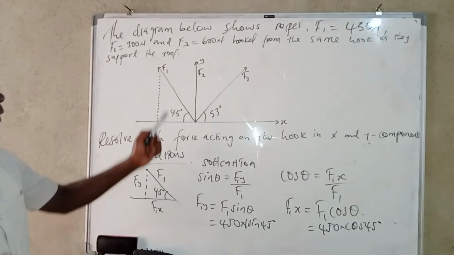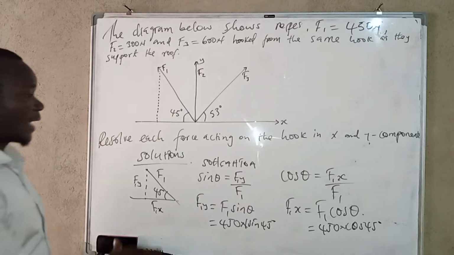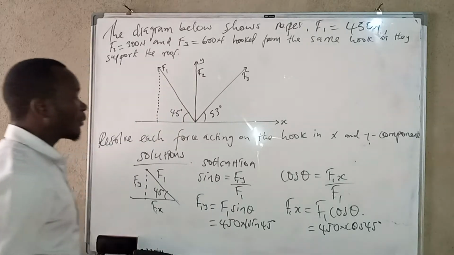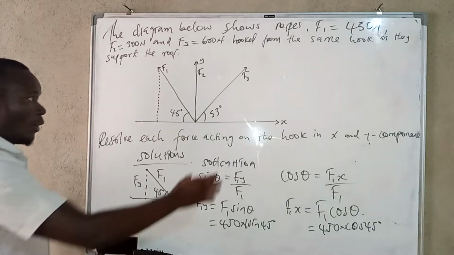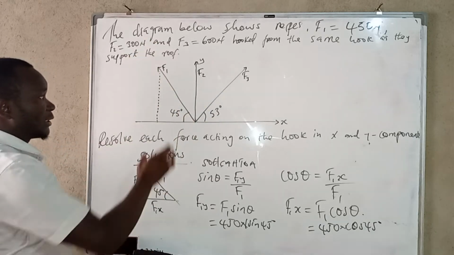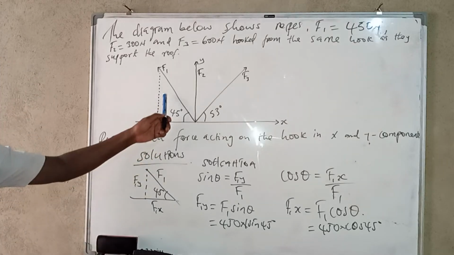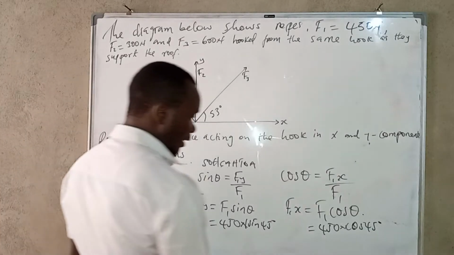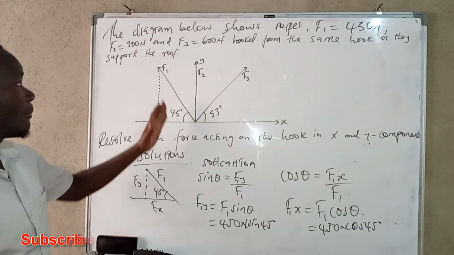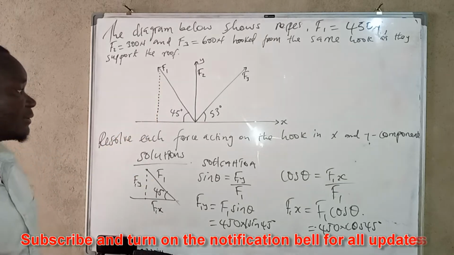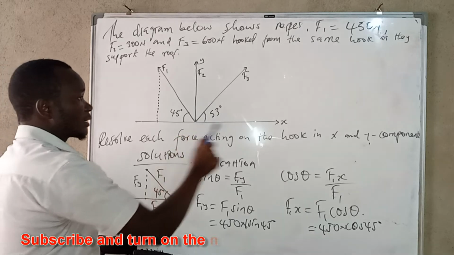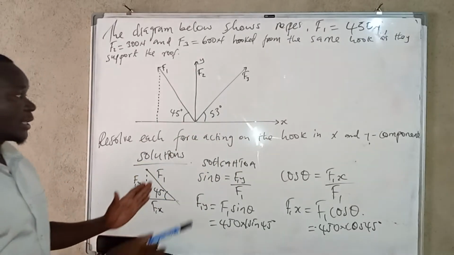But when we come to the issue of quadrants, all angles in this one are positive. In this quadrant, sine is positive, but cos is negative. So the x component of this force is going to have a negative value, because if this is the reference point, this is positive, this is negative. The cosine of an angle in the second quadrant is negative. Hence, this will bear a negative.